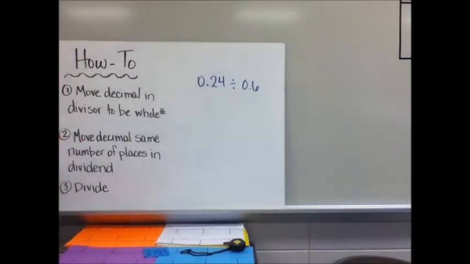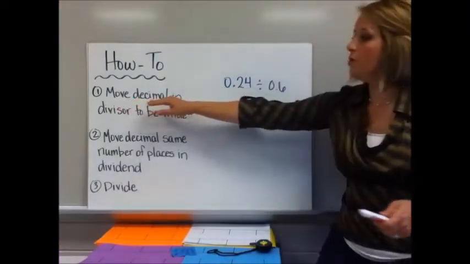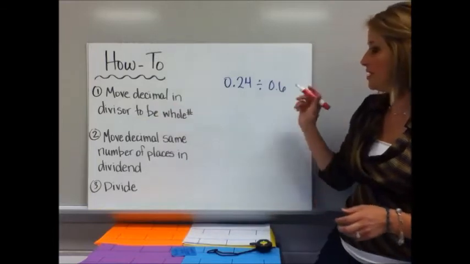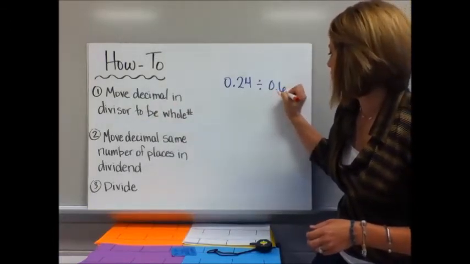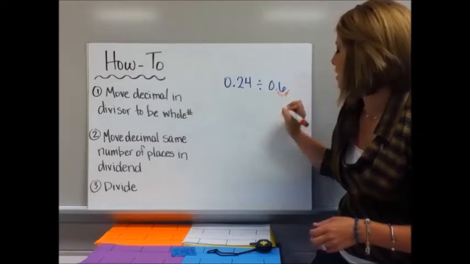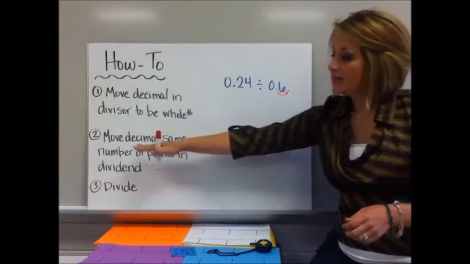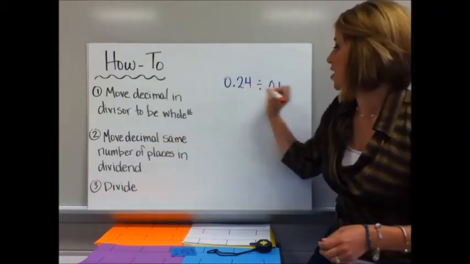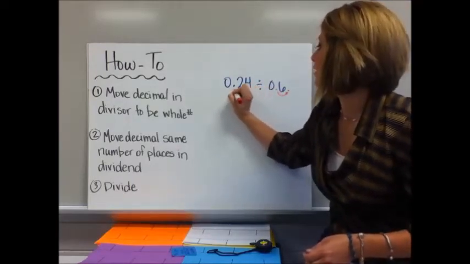To break this down into a how-to, first you're going to move the decimal in the divisor to be a whole number. My divisor is that second one. I'm going to move it over one spot there. That makes it the whole number of 6. Second step, I'm going to move the decimal the same number of places in the dividend. So I moved it one spot here, so I move it one spot over here.